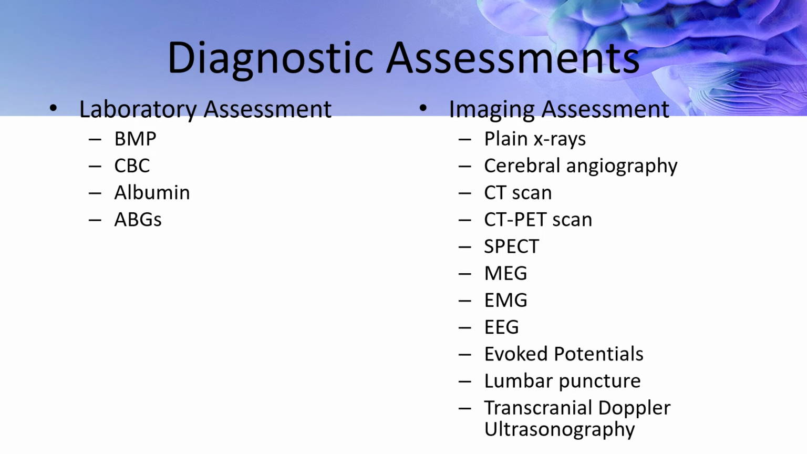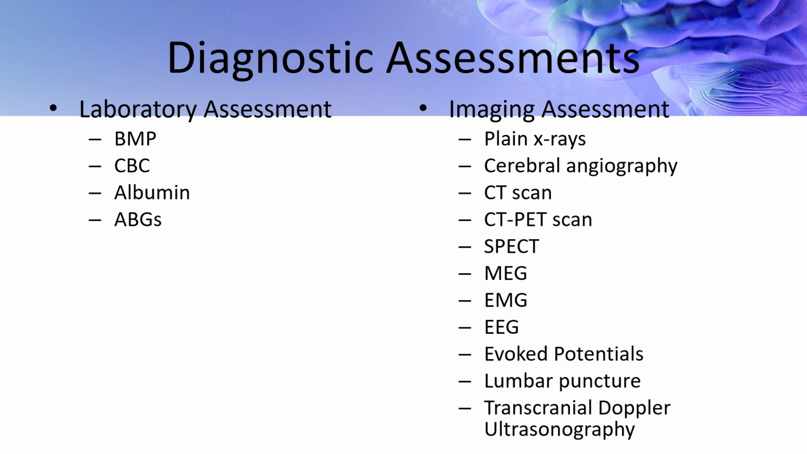Diagnostic assessments include both your lab results and your imaging. Fluid, electrolyte, glucose, oxygen, pH, carbon dioxide, all of these levels can affect your neurological impairment. So we're going to be drawing a BMP, a CBC, an albumin, checking for your minerals and vitamins, particularly that B vitamin like we talked about earlier, and your ABGs to see if any of that plays a role in their neurological status changes.